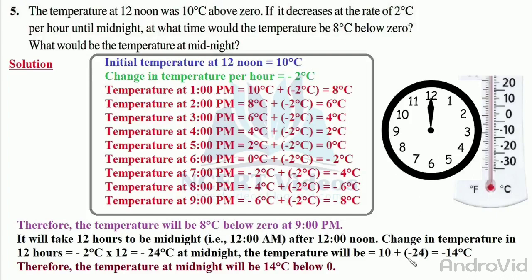Subtract 24 from this. So it will be minus 14 degrees Celsius at 12 midnight. Therefore the temperature at midnight will be 14 degrees Celsius below 0. Either you can write minus 14 degrees Celsius, or you can write in language form as 14 degrees Celsius below 0. These both are the same thing. So you just have to keep in mind the language portion. Be very specific what the question is asking for. So this was your question number 5.